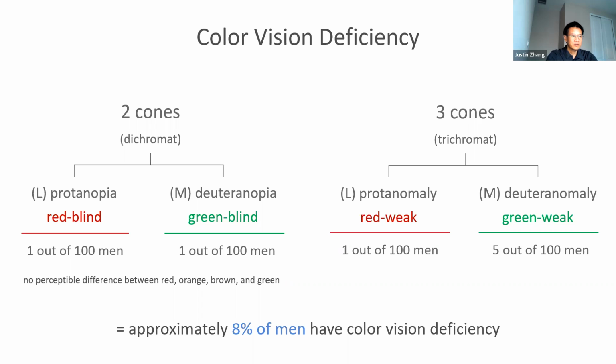Approximately 8% of men are colorblind, and less than 1% of women. Both the long and medium cones are coded to the X chromosome. That's why men have a higher percentage of color vision deficiency than women.